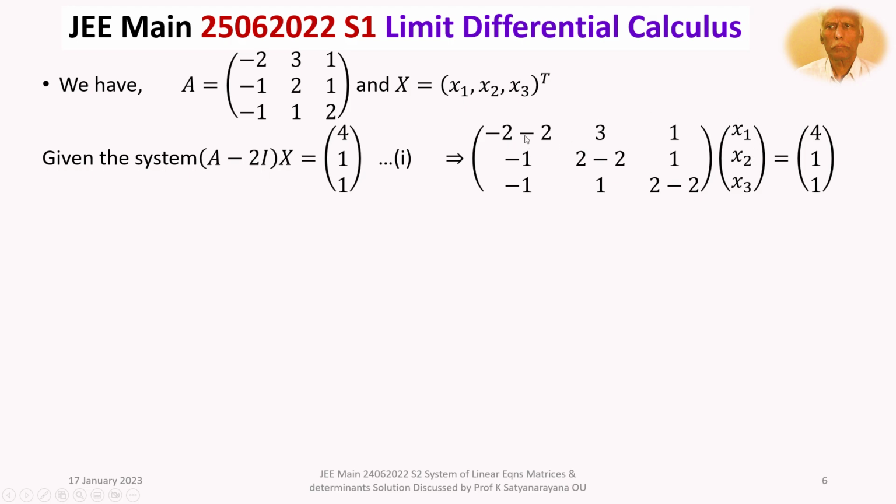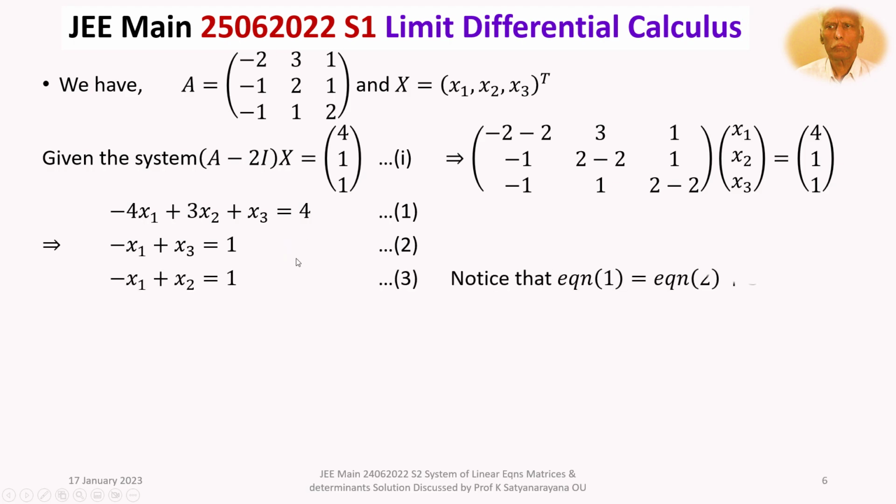Now minus 2 means minus 4. Write down the equations. Minus 4x1 plus 3x2 plus x3 is equal to 4. And here minus x1, this is 0, plus x3 is 1, and minus x1 plus x2, this is 0, is 1. So we get these equations. These are the system of non-homogeneous linear equations.